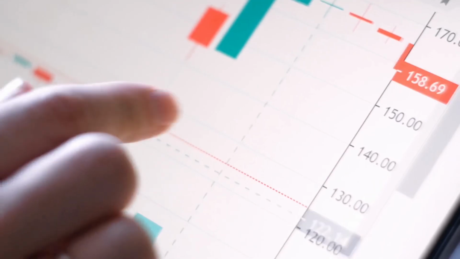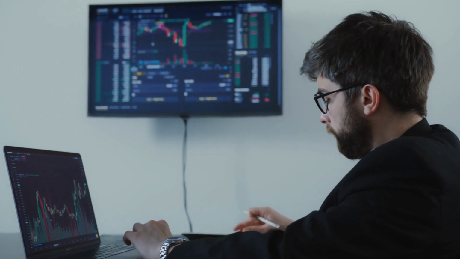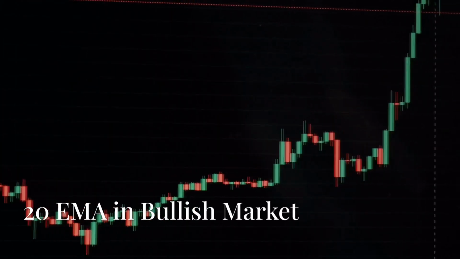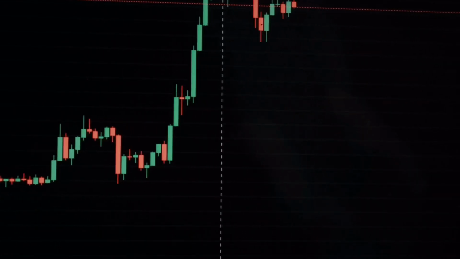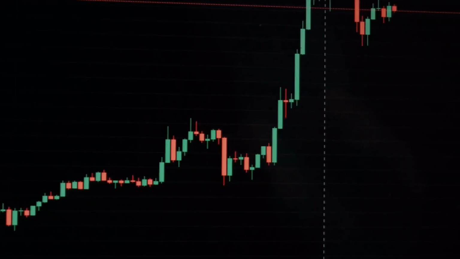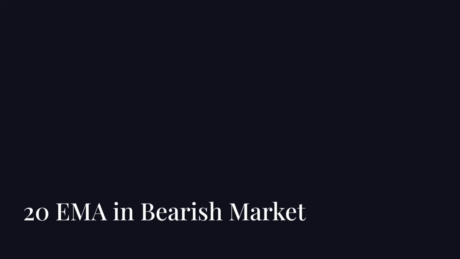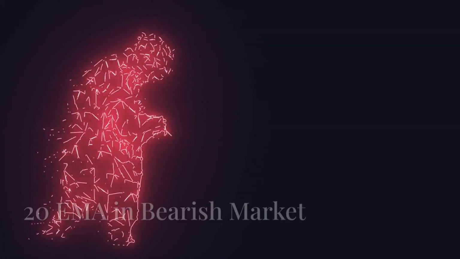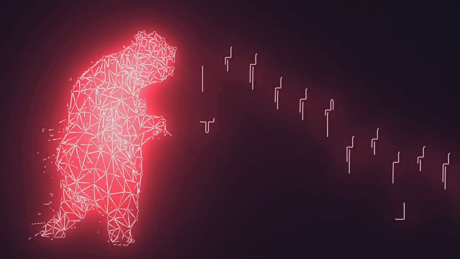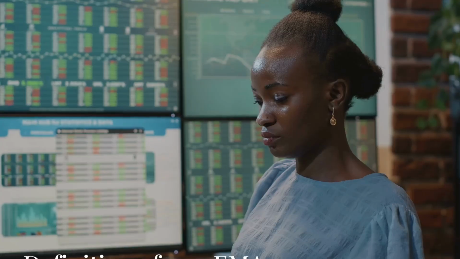The 20 EMA is quite versatile. It tracks short-term momentum, acting as a dynamic support or resistance in a trending market. It's also great for pullback entries during a trend. In a bullish market, the price often pulls back to the 20 EMA before continuing upward. Traders typically buy the dip near the 20 EMA. In a bearish market, the 20 EMA becomes a ceiling or resistance. Traders look to short on rallies into the 20 EMA.